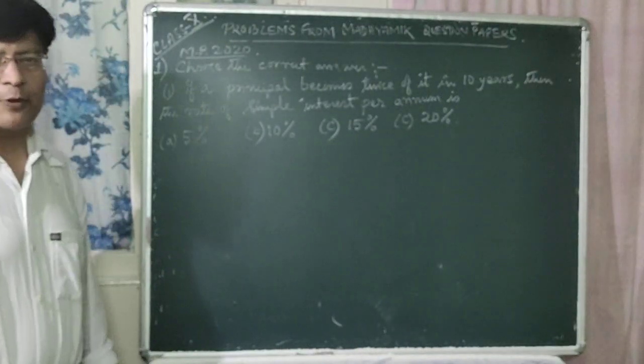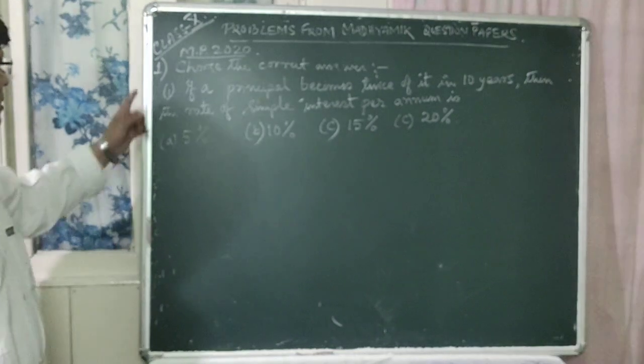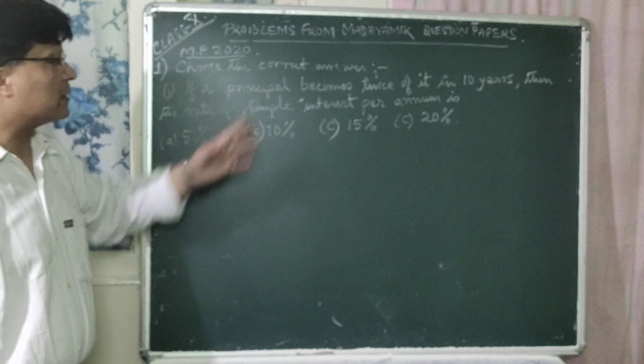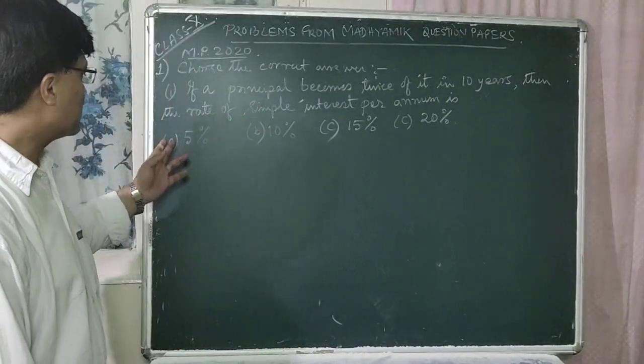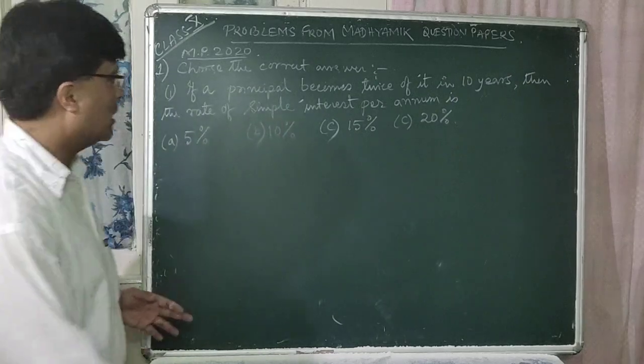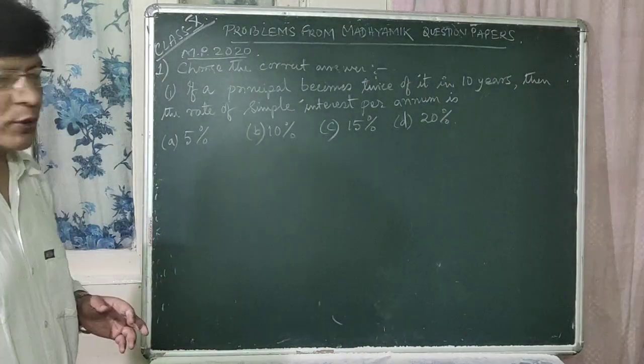This question is from Madhyamik Pariksha 2020, this year. So number one, here also choose the correct answer. You have to choose the correct option, right? The options are A, B, C and D. So what is the question here?